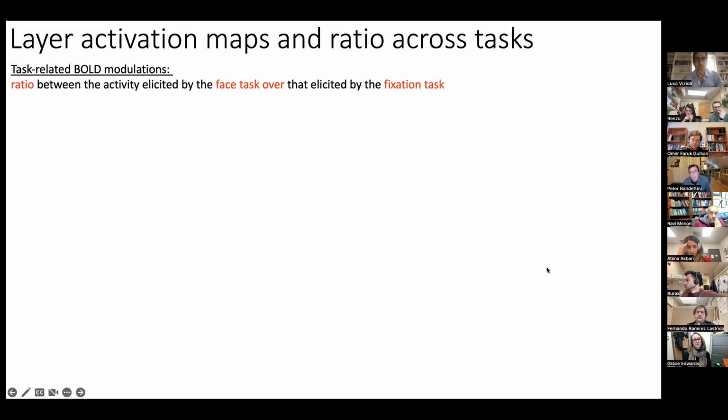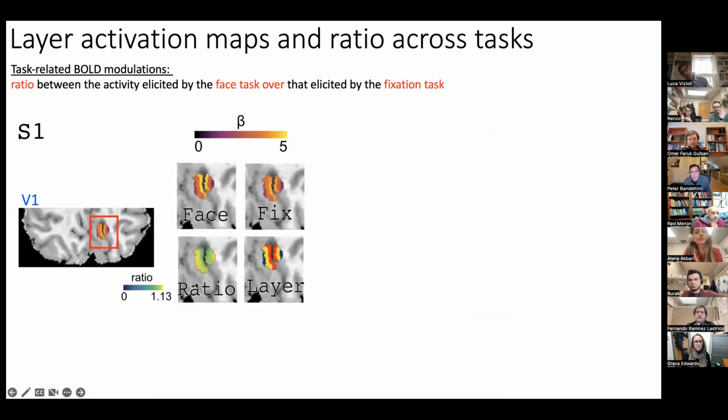And then we went on to quantify the task-related modulation by performing the ratio between the activity elicited by the phase task over that elicited by the fixation task. Here is an example for a given subject superimposed on our MP2RAGE T1. On the bottom right-hand quadrant, we have our cortical depth segmentation. Red is outer layers, and green is inner, so closer to the white matter.